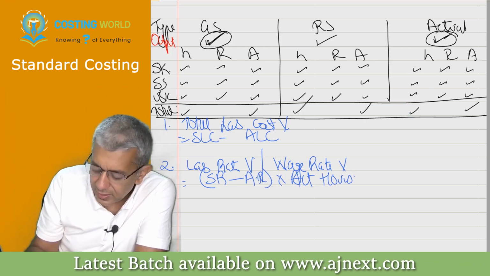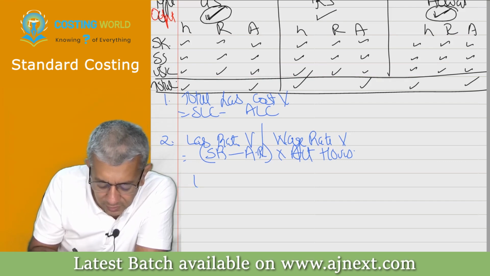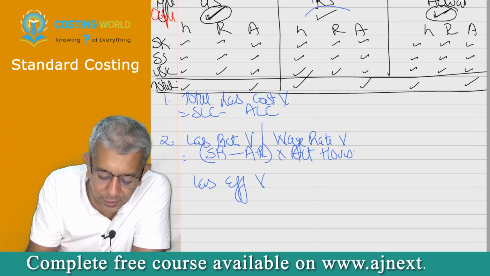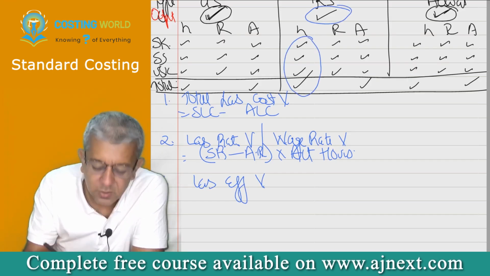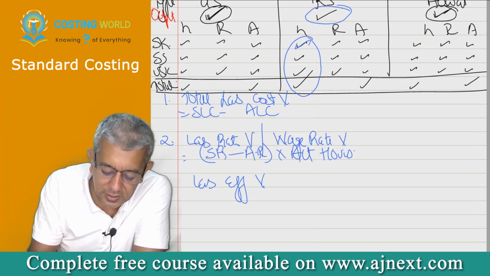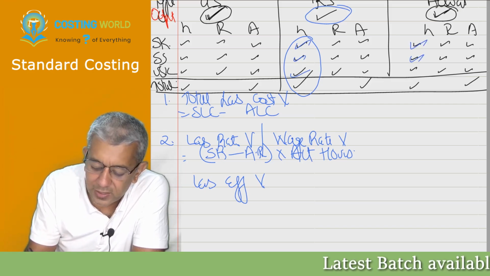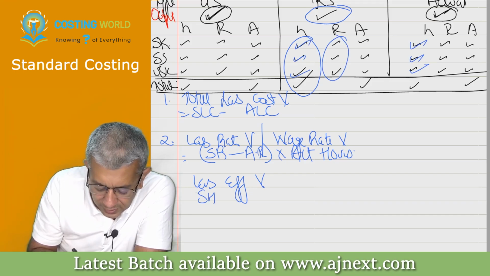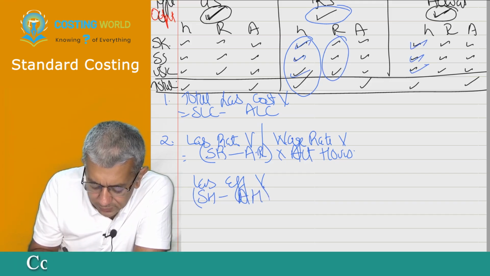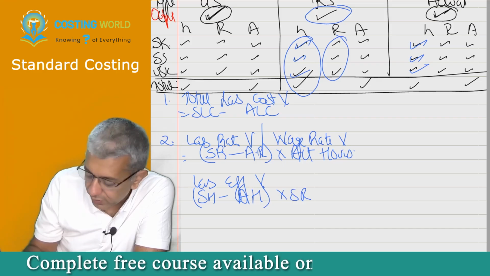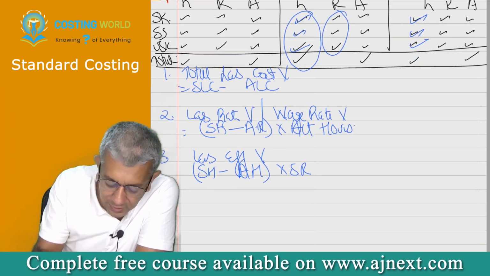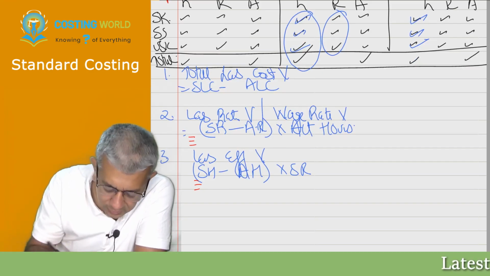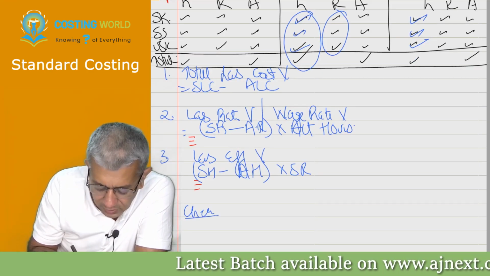Then there will be the third variance, which in this case will be labor efficiency variance. That is, for producing this much output, how many hours should workers have taken, minus how many hours they have actually taken, multiplied by standard rate. So it will be standard hours minus actual hours into standard rate. Obviously, you will be computing for all the types of workers. Here also you will be computing for all the types of workers. Then your check will start taking place.